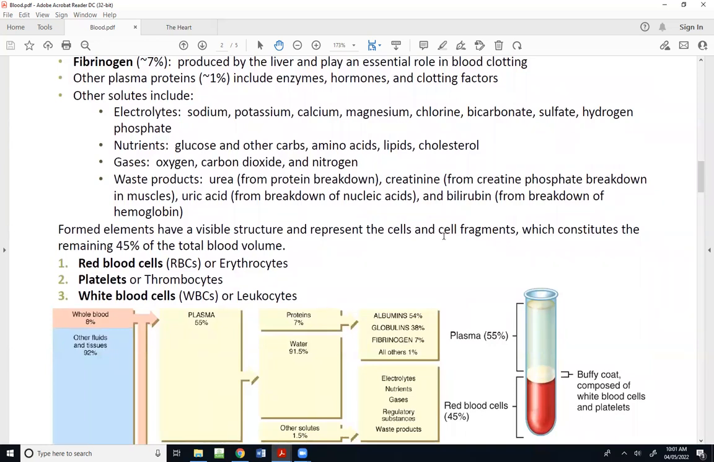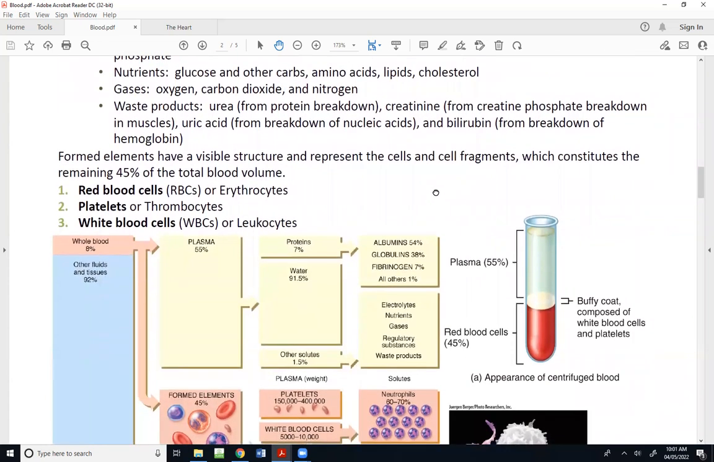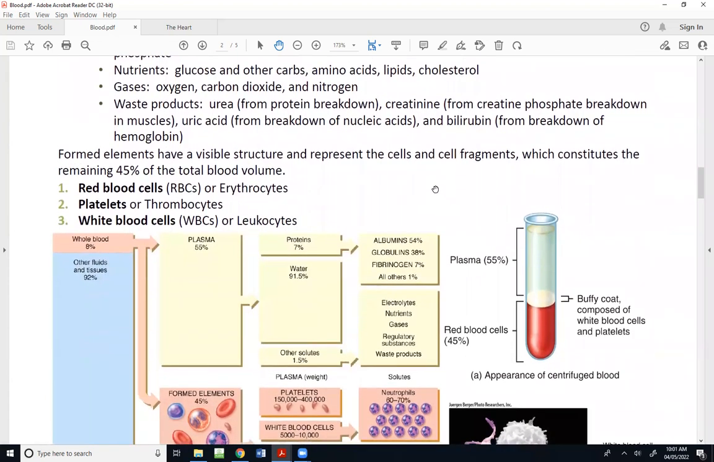That includes various enzymes and hormones as well as clotting factors. Okay. But then you've got a host of other stuff dissolved in the blood that includes electrolytes. So this is what you hear about like when you watch Gatorade commercials. These are just ions like sodium, potassium, calcium, magnesium, chlorine, bicarbonate, sulfate, and hydrogen phosphate. Various nutrients, glucose, carbohydrates, amino acids, lipids, cholesterol, hopefully not too much of those floating in our blood.